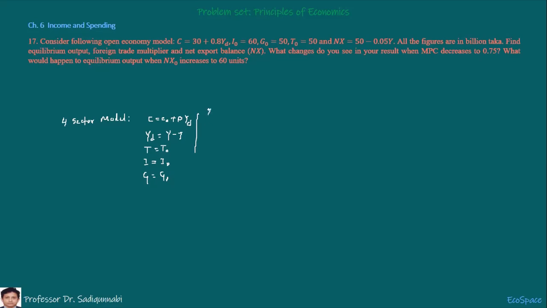and with this information we can find using the aggregate demand identity. Y equals C plus I plus G plus NX. Here NX equals NX0 minus small m y.